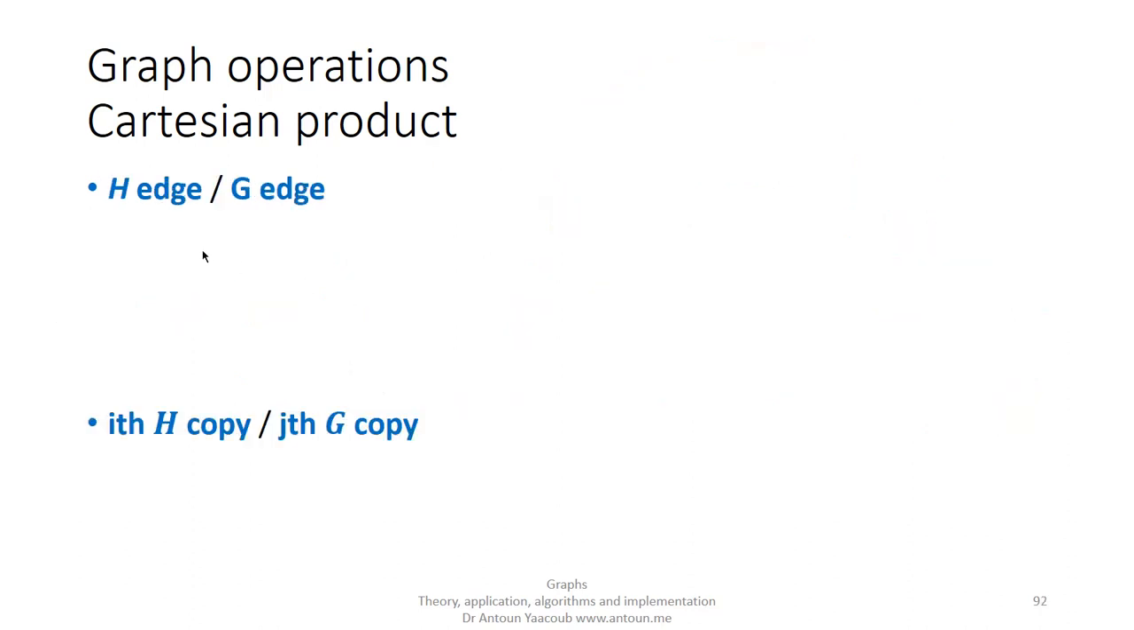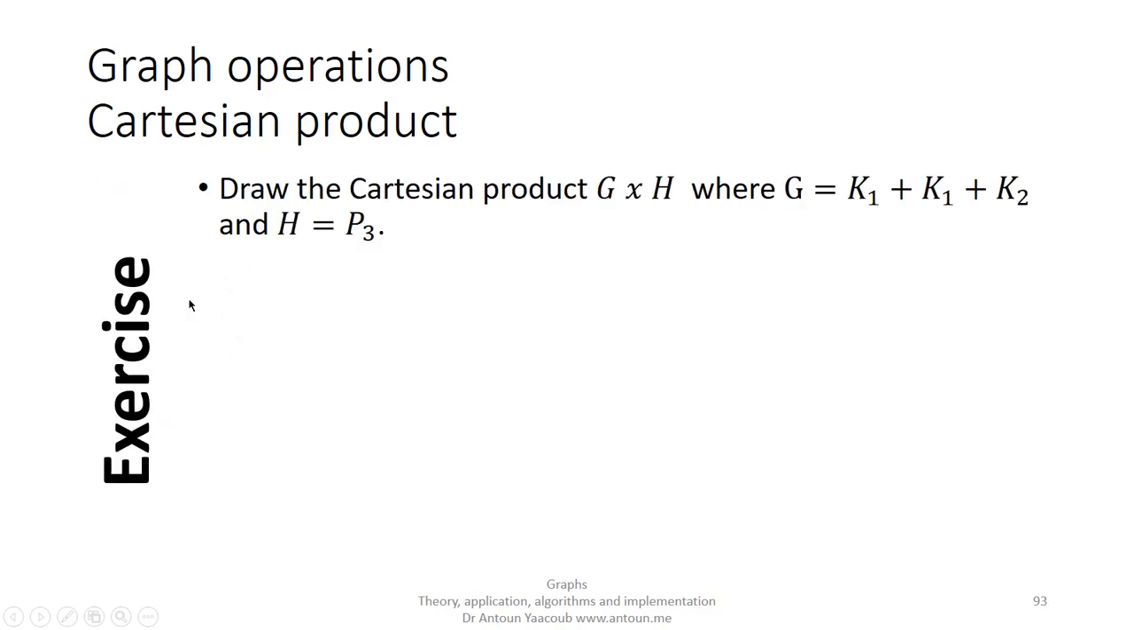For each I, it means for each vertex, the induced subgraph on the vertices I and j. Whenever we say it, if the vertex comes from I, we call it I's H copy, and if it comes from j, we call it j's G copy. So we'll just be focused on the drawing of the Cartesian product.